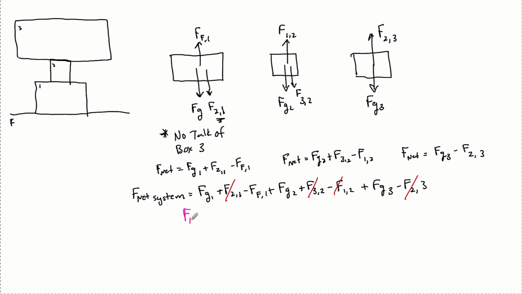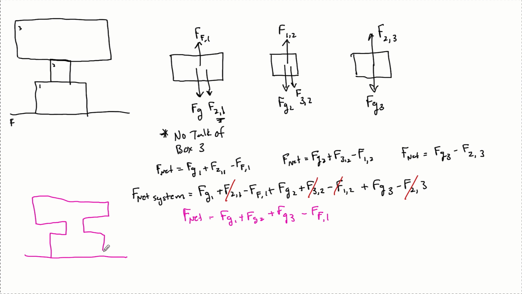So F net is going to be FG1 plus FG2 plus FG3 minus the force that the floor puts on box 1. And this would be the same if you combined all of these boxes. This is going to be a weird shape. Let me see if I can do it. Not drawn to scale. Oh, it looks like an eye.